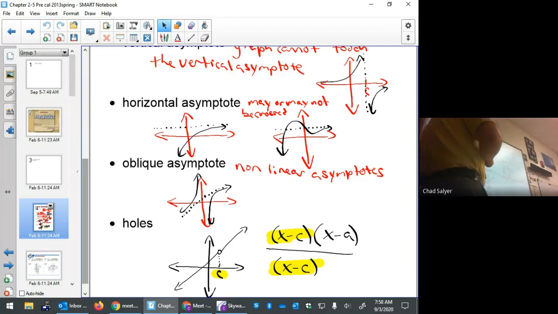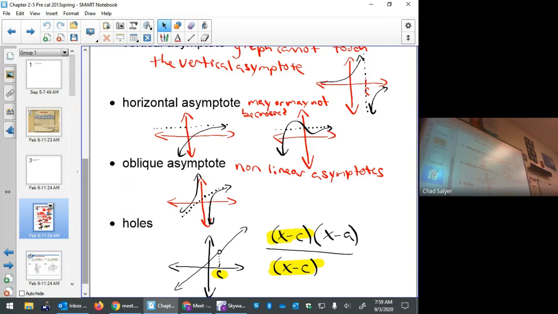And then if you have a shared factor of the same multiplicity in the numerator and denominator, that will manifest as a hole in the graph. A hole type discontinuity like we studied in chapter 1.